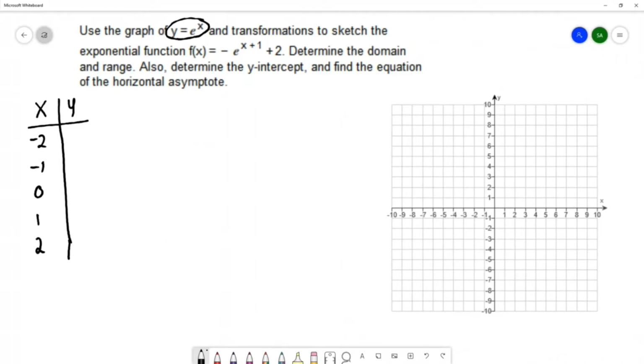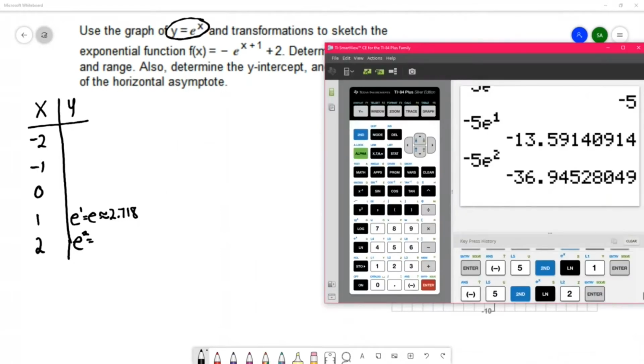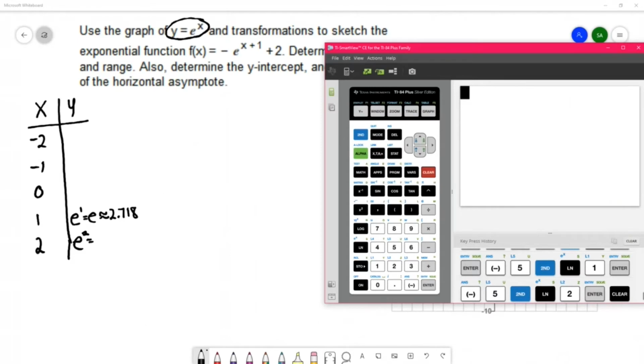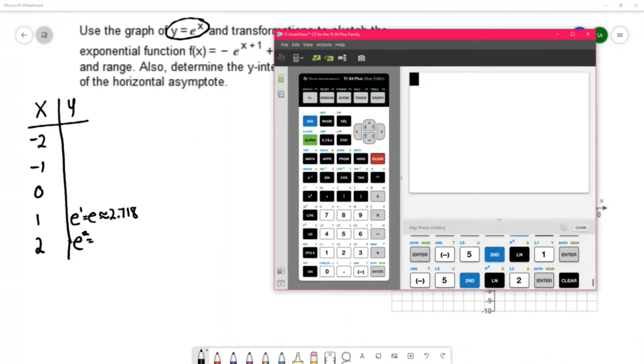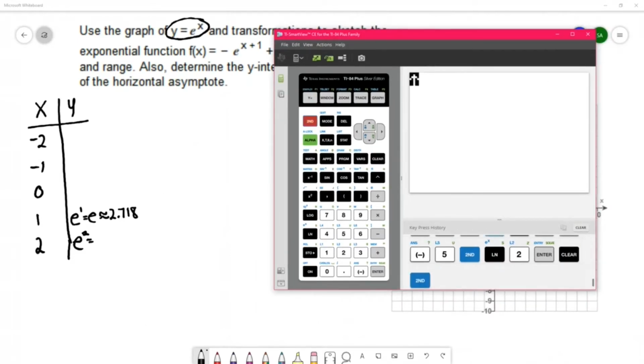So let's start with the easy ones. e to the 1 is e, and that's approximately 2.718. Then we have e squared, and let's get a calculator out so that we can get some good approximations. We want to know what e squared is, and e squared is approximately 7.389.